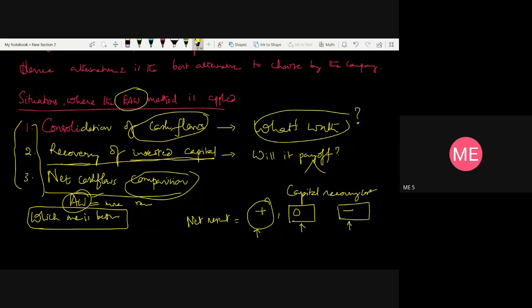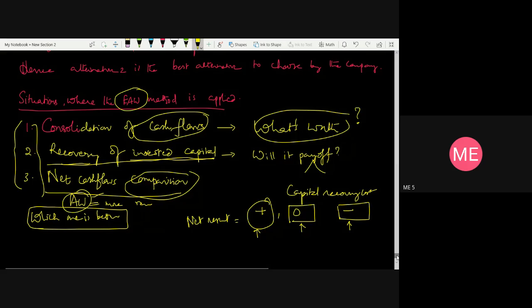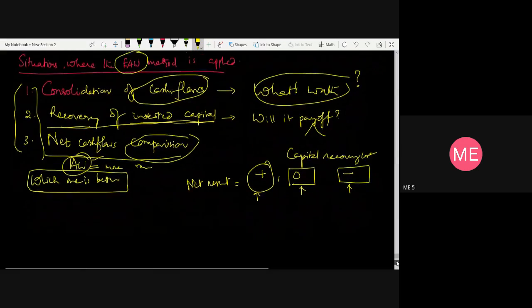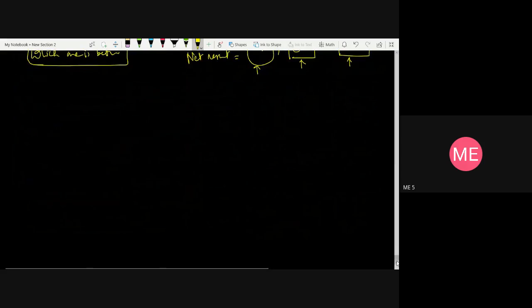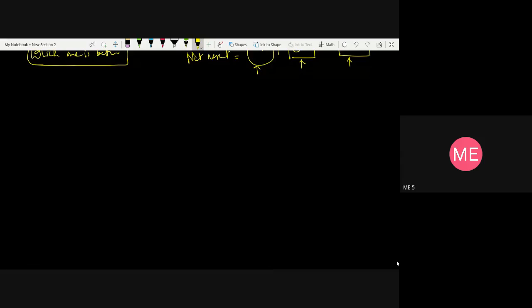So now, some definitions before going to the next topic. Some of the definitions like service life, accounting life, and economic life. So what is meant by asset life? So asset life.